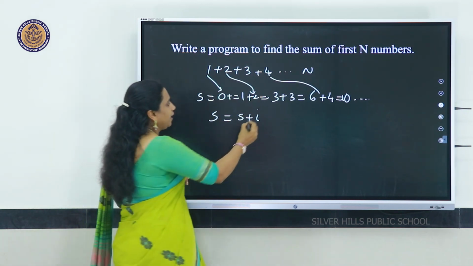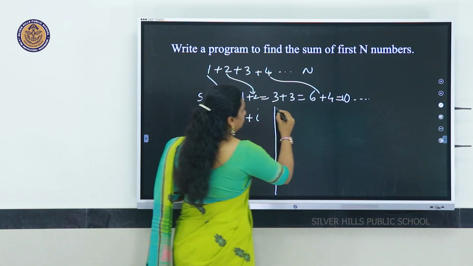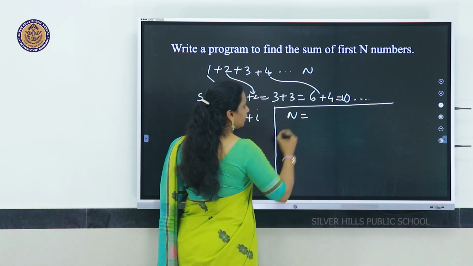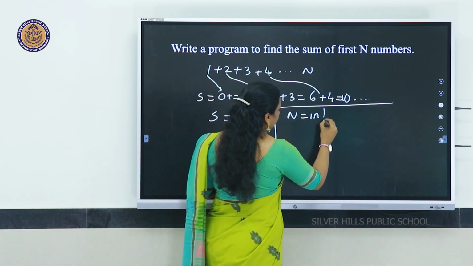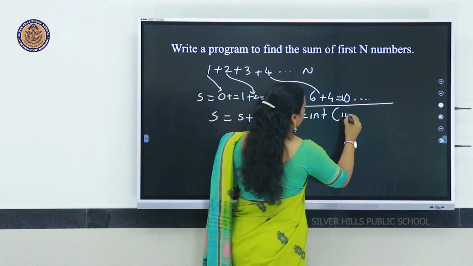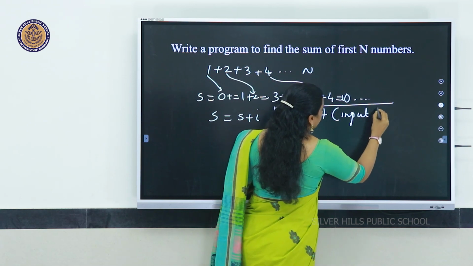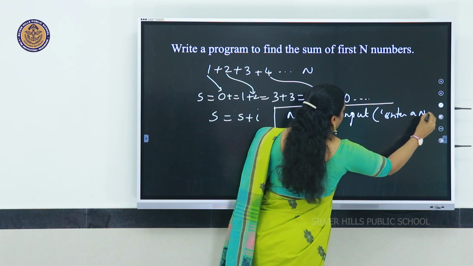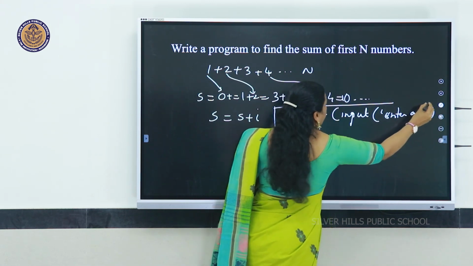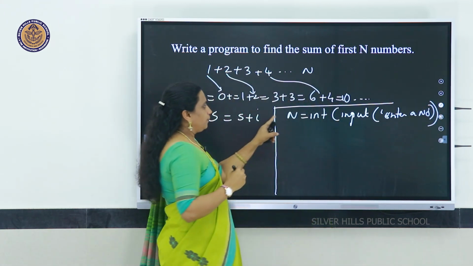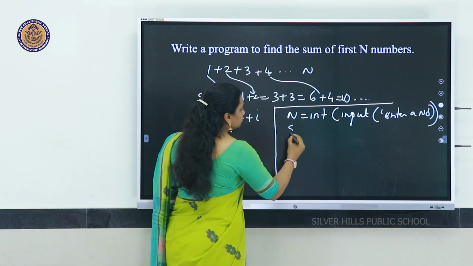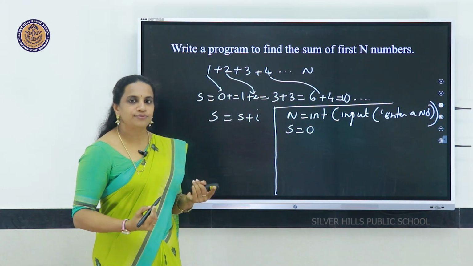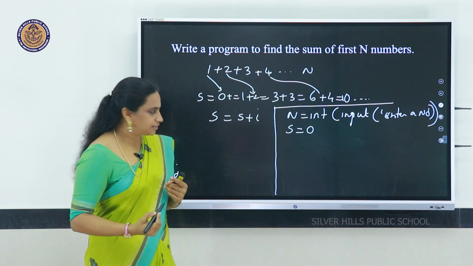Now, let us see how we can write this program. Initially, we can ask for the value of n, that is int of input, enter a number. Now, you can assume that s is equal to 0. We do not know what the sum is. Therefore, assume that s is equal to 0.